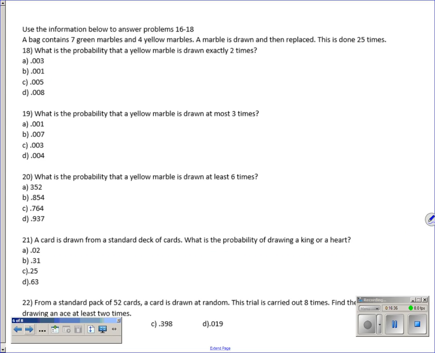All right, these next few examples are dealing with binomials, CDF, and PDF. So binomial, CDF, and PDF. We're going to talk about all the different ways that you can see these problems and the keywords to look for. Okay? It says the bag contains 7 green marbles and 4 yellow marbles.